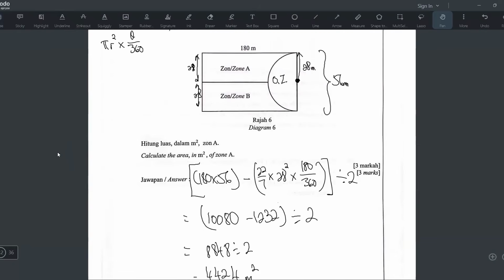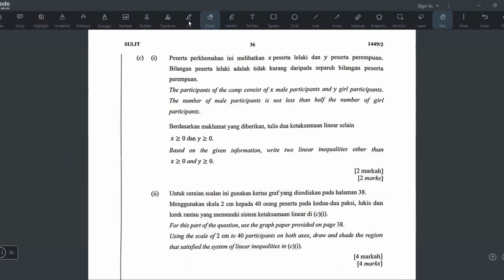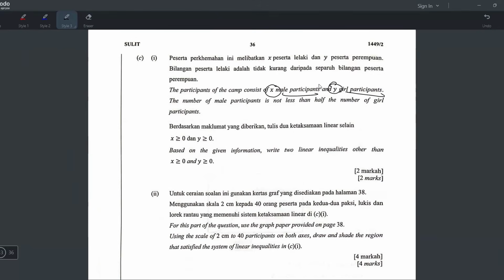Okay, continue. Question C1. The participants of the camp consist of X male participants and Y girl participants. The number of male participants is not less than... okay, I see this word, I know already, it's from chapter 6, the linear inequality chapter. And this one high chance have to use graph paper. Or maybe sometimes they give you a square grid and then ask you to draw.